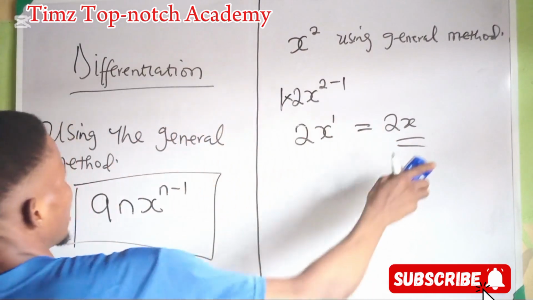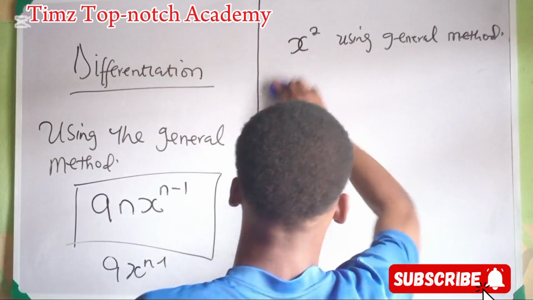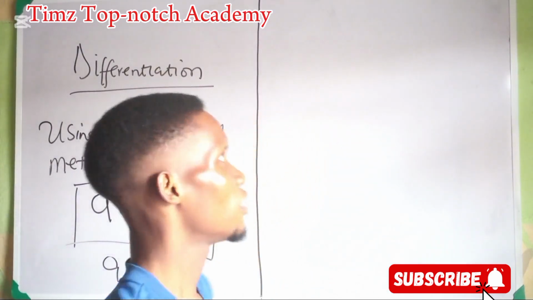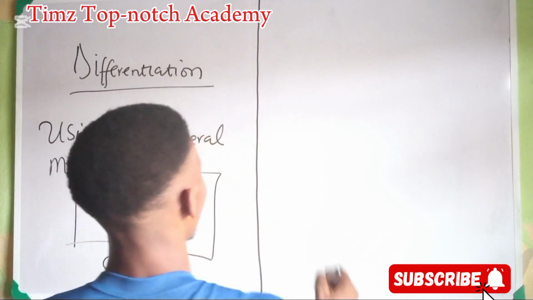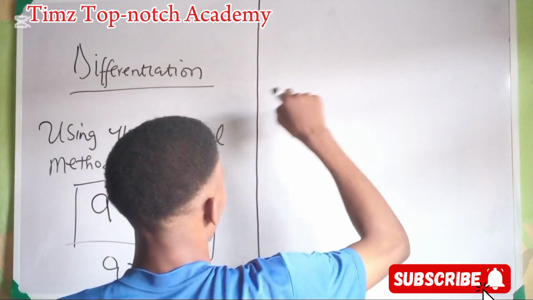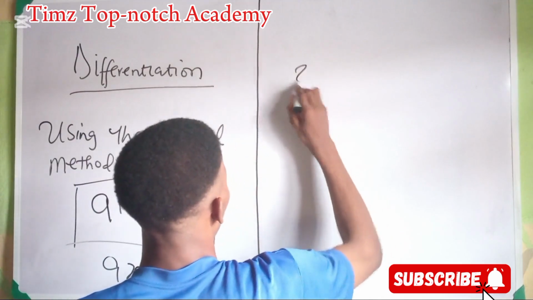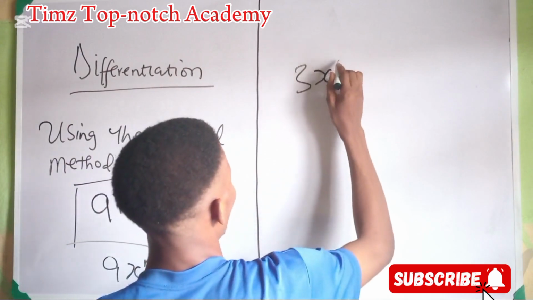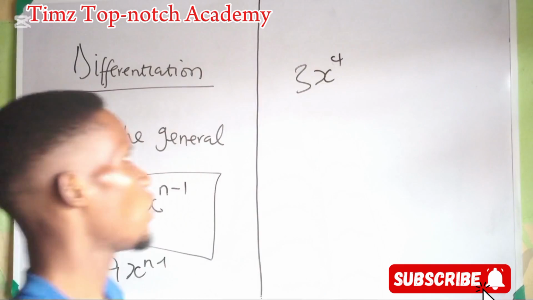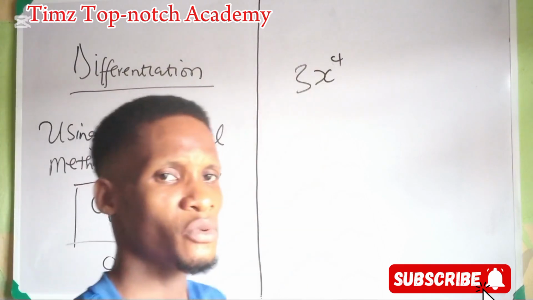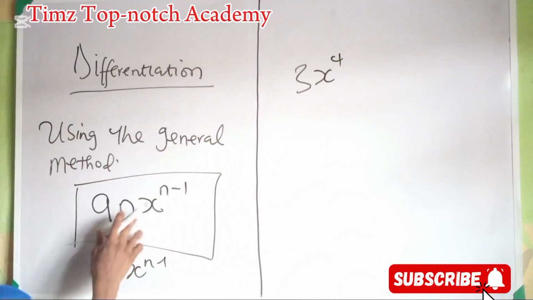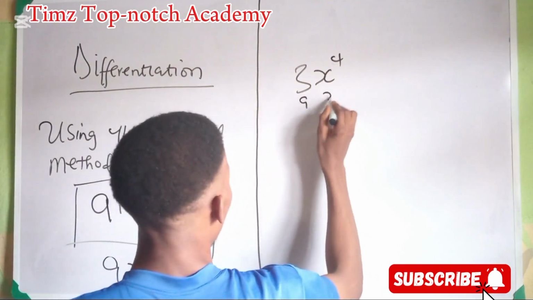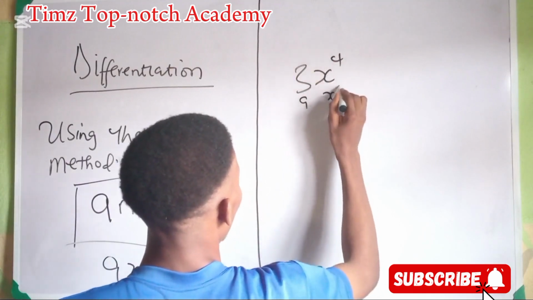So let's say we are given another particular equation that we are asked to differentiate using the general method, and let's say we have 3s raised to power 4. We have to differentiate this. So how do you differentiate it? Make sure you apply this formula, where here is A, here is X, and this power is N.